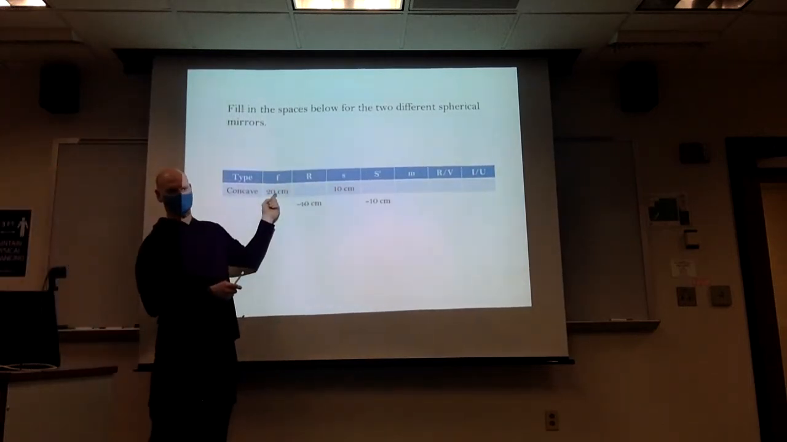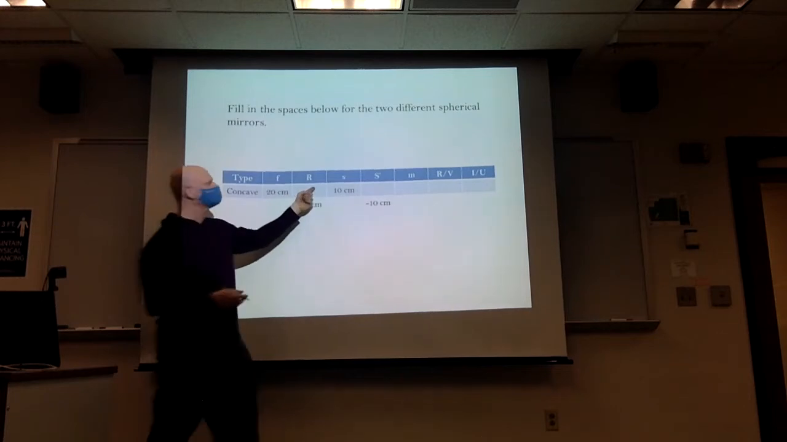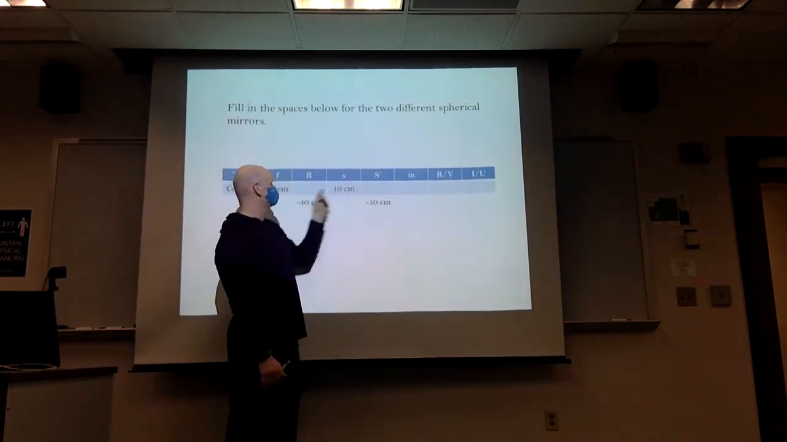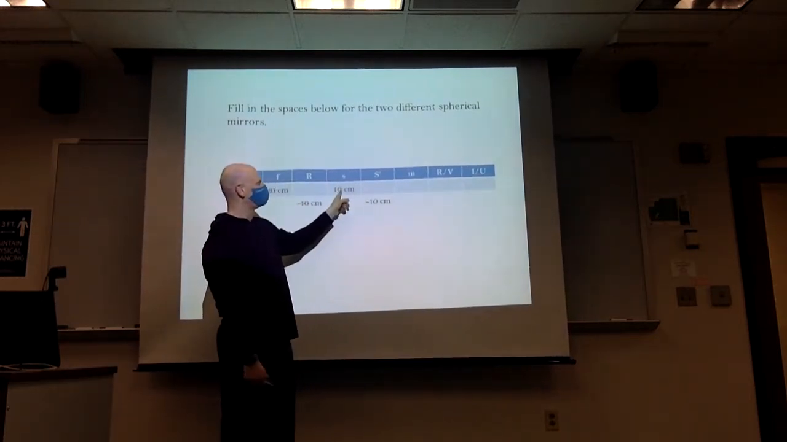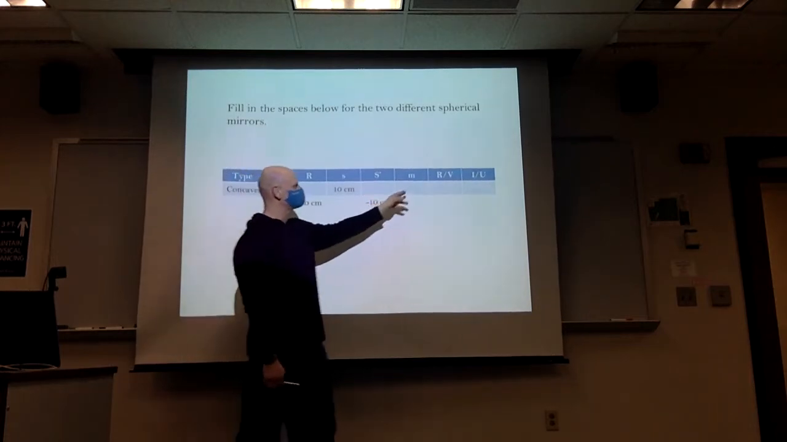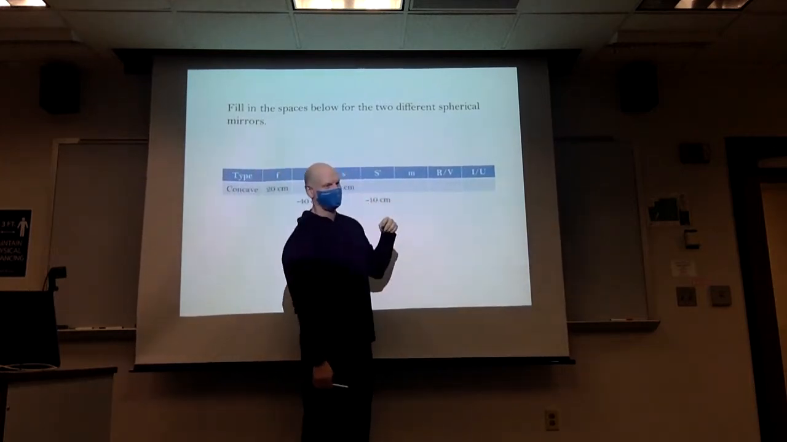Well, that's just twice the size of this guy, so that's 40. So that's nice and easy. From here, you're just going to use the mirror equation. You know the focal length, you know the object distance, so you can easily find the image distance. And here is the magnification.